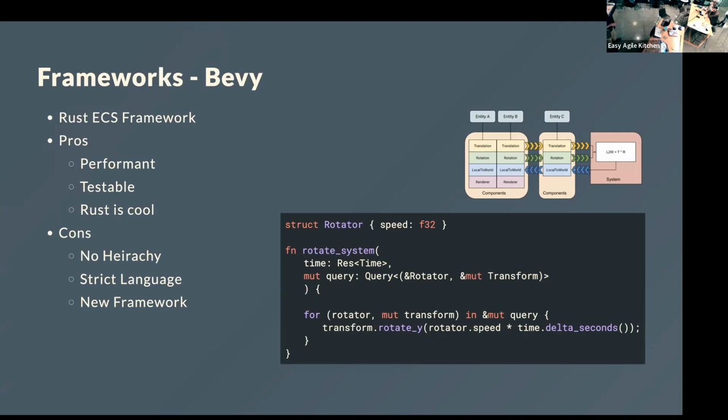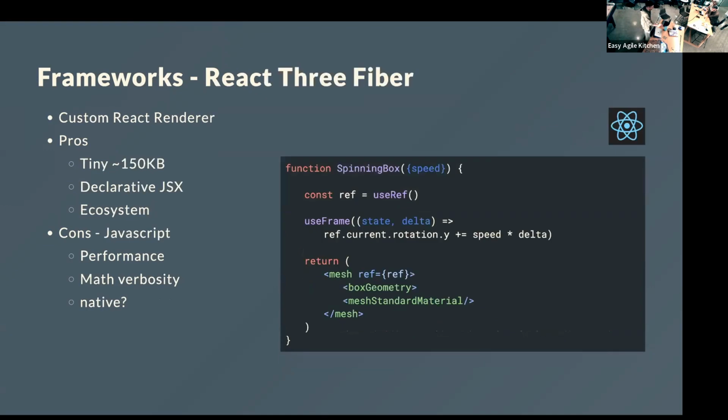It won't necessarily be more performant on the web because it's the whole WebAssembly thing. Is it more performant than JavaScript? Sometimes. It depends on what you're doing. But yeah, I'm having a lot of fun learning Bevy.